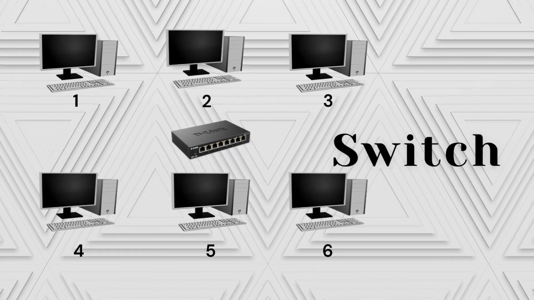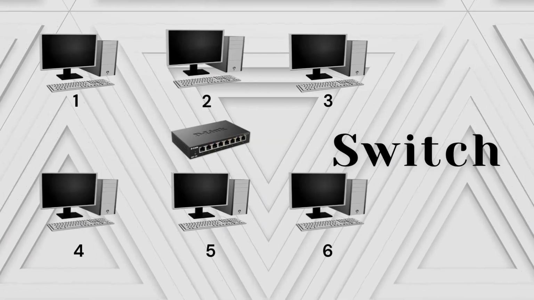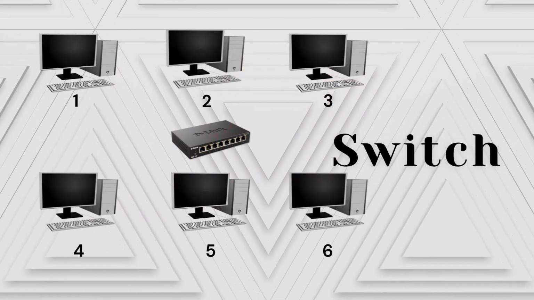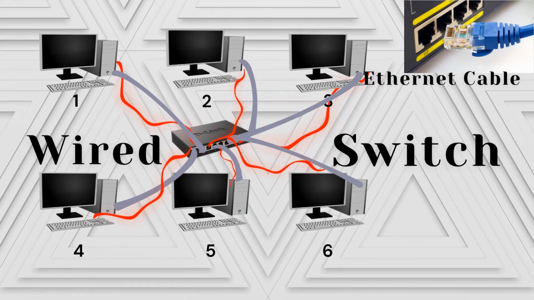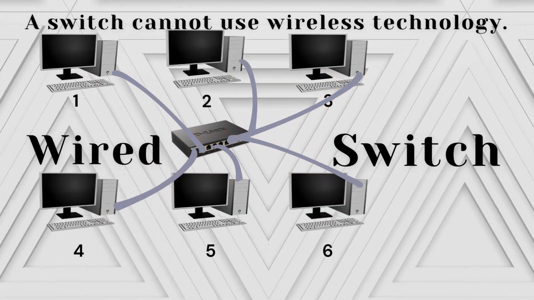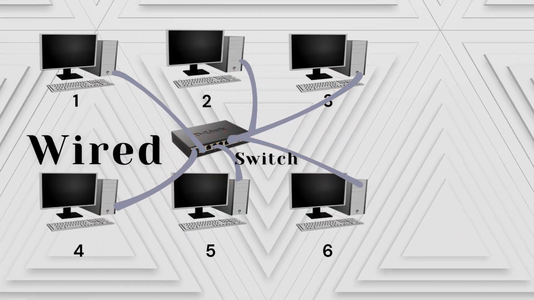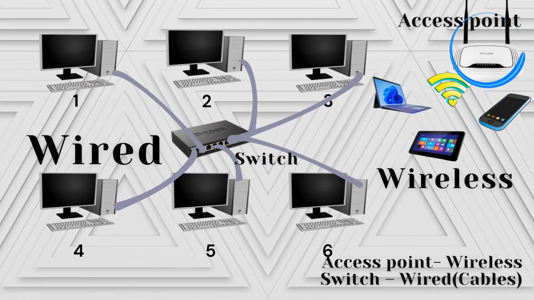A switch allows multiple computers in the same network environment, such as a home or office, to communicate efficiently. Each of these 6 computers connects to the switch using Ethernet cables, enabling seamless data exchange within the network. A switch cannot use wireless technology. If you want the devices in the same environment to be connected to each other over wireless technology, you should use an access point device.